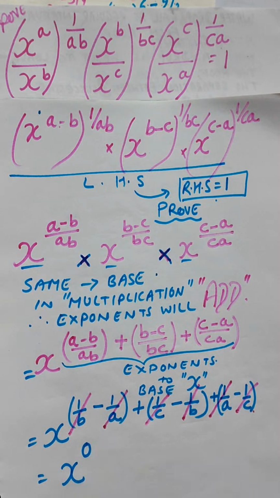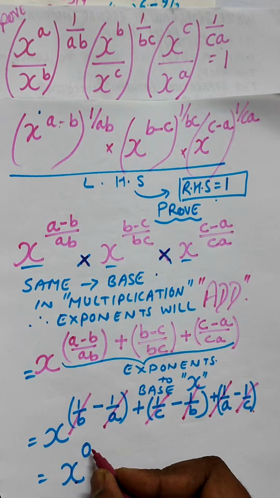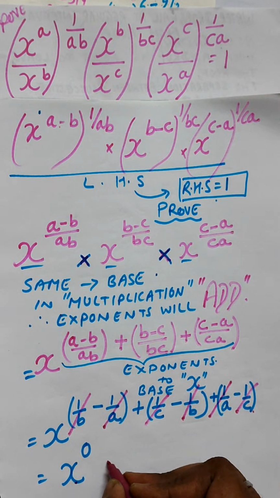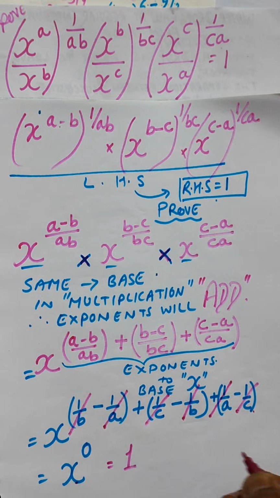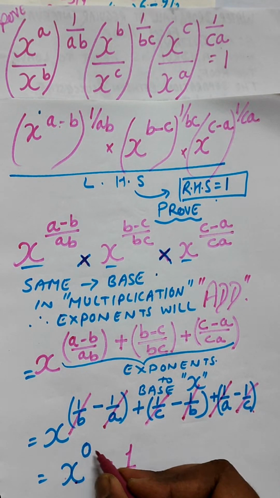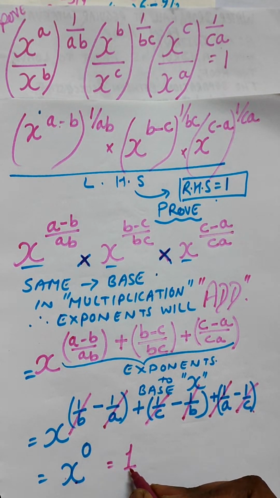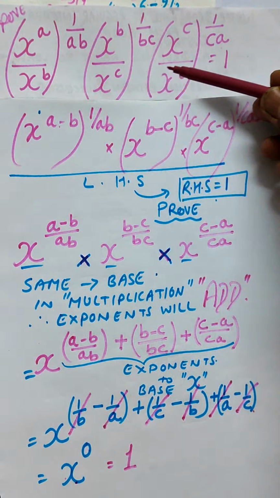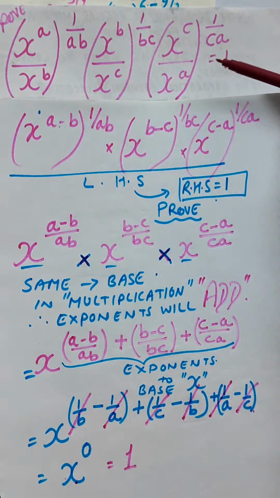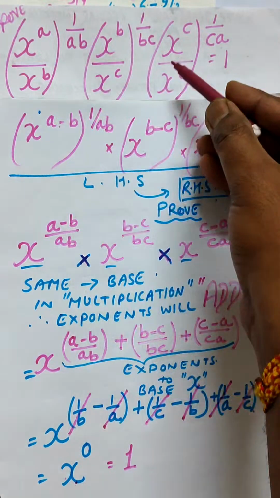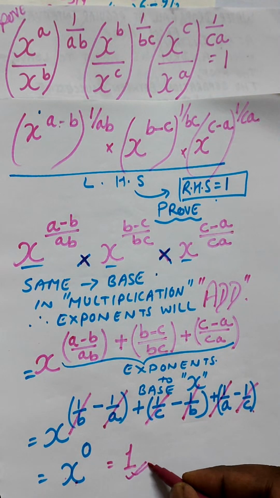So x power 0, so any base with power 0 can be written as 1, any base power 0 can be written as 1, right. So here we are required to prove that this above expression is equal to 1. So we have proved that the above expression is equal to 1, right.